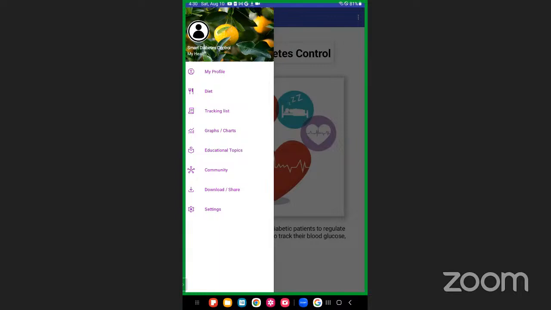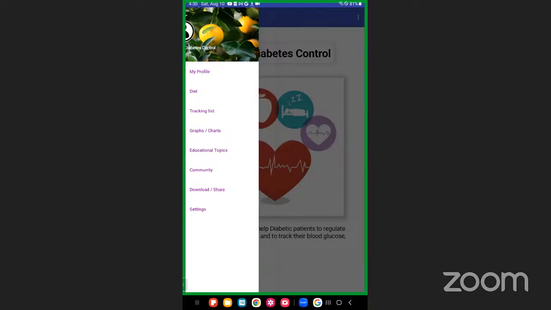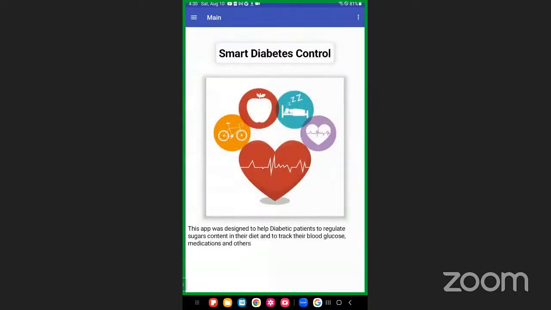The last one is the settings, and this will be the final task. Skill is still in progress. That's all I want to share with you, Dr. Nadir. That's what we have so far, and we need your advice. If you have any suggestions or comments, that's all. Thank you so much.